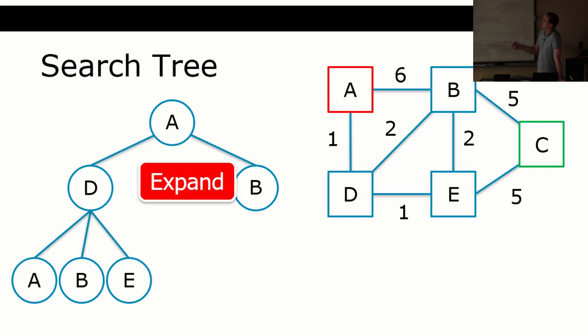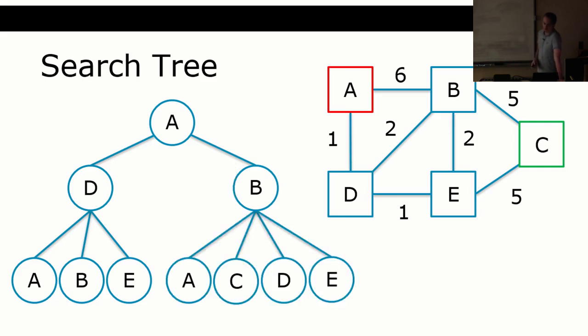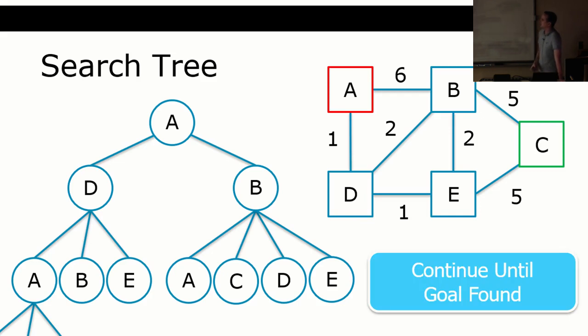Maybe I choose this one next. Here are all the successors or children or neighbors of this, and we keep going and we keep going. And we essentially keep going until we find our goal or we run out of time, right? Because it's a computer, we have to give it a time limit. We either found a goal or we've run out of time.